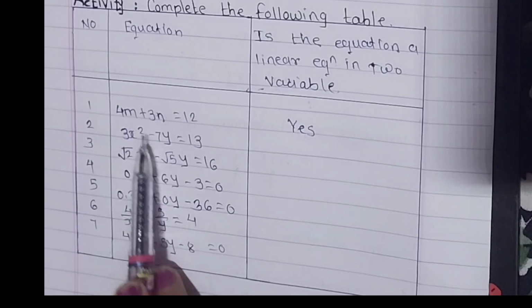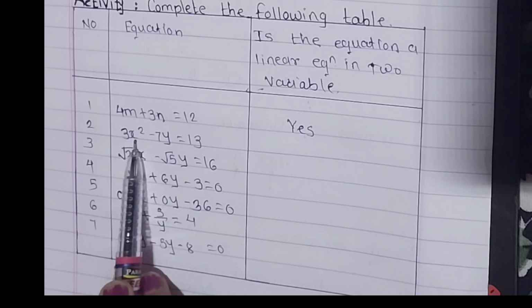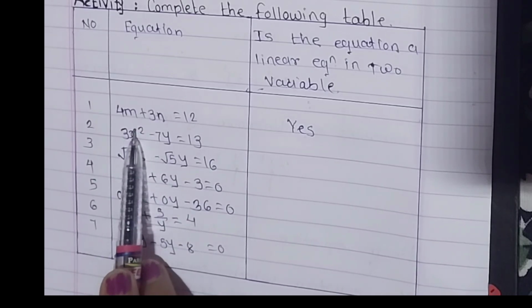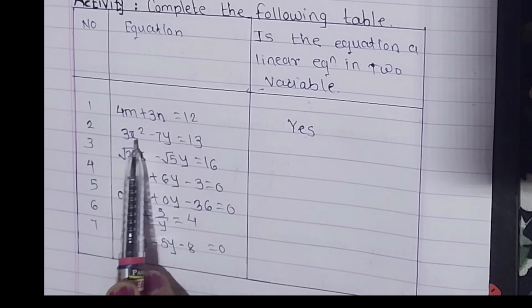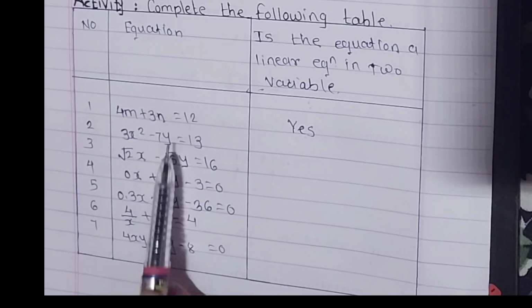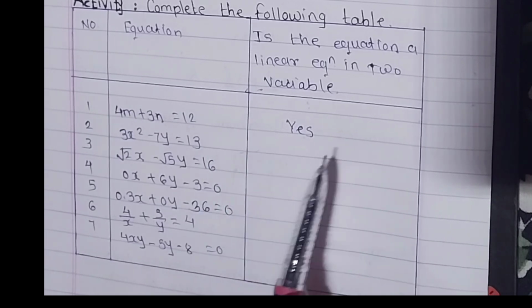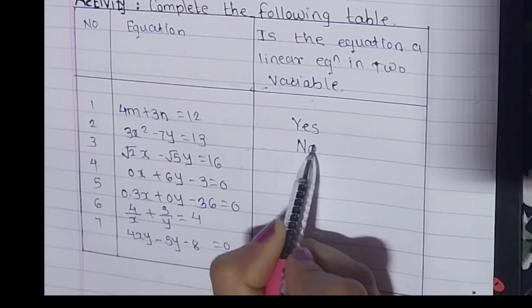Now the second is 3x square minus 7y equal to 13. Here x square is given. Here this variable x has degree 2, that is x square, and y has degree 1. So this equation has degree 2. Therefore this is not a linear equation. This equation is of degree 2.